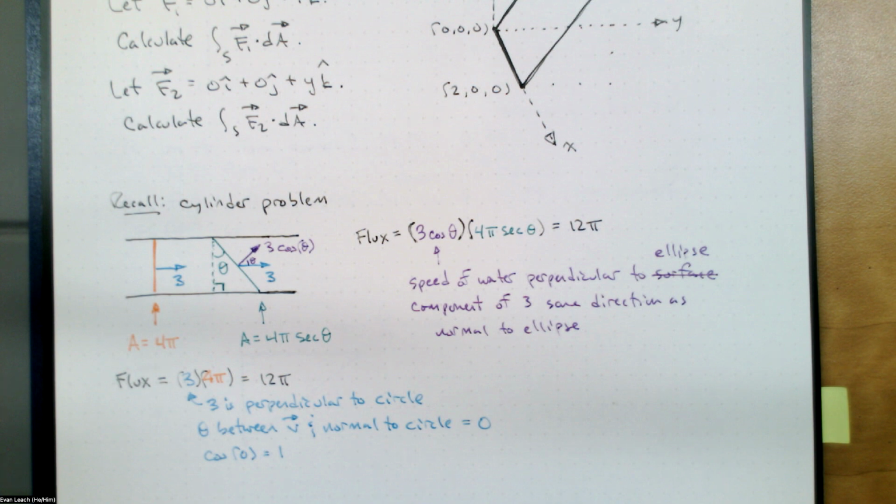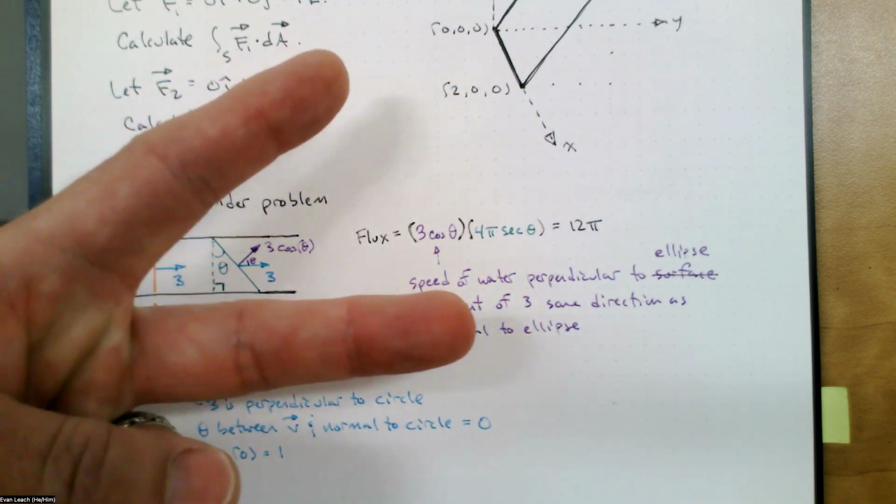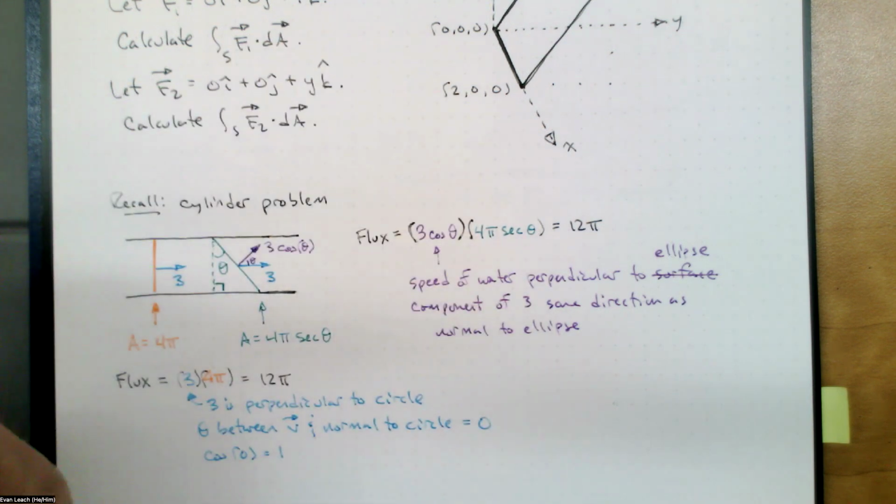What we could think of doing is grabbing this angle here between the 3 and the 3 cosine theta and kind of turning it 90 degrees downward and then moving it up to the top.